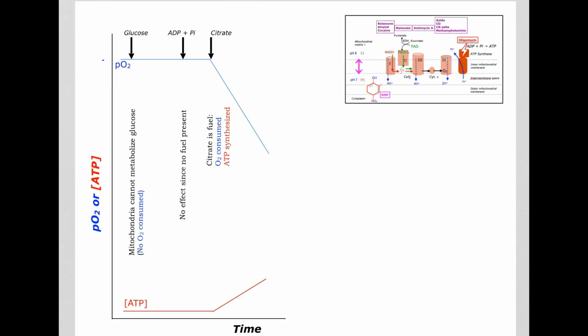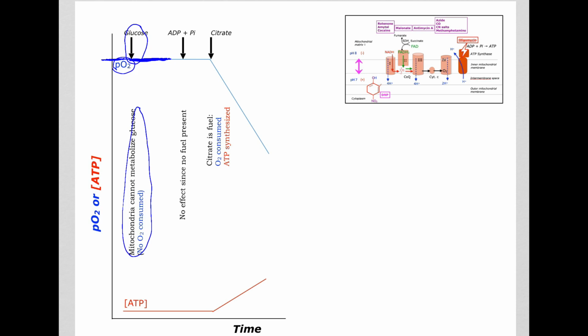So we have the baseline oxygen concentration here, PO2. Now let's say we add glucose to the container and look at the baseline concentration, and the PO2 remains the same, and that's because glucose cannot be metabolized by the mitochondria. So since glucose cannot be metabolized by mitochondria, the PO2 levels do not change.